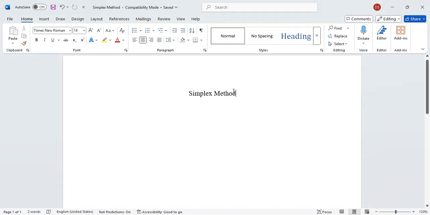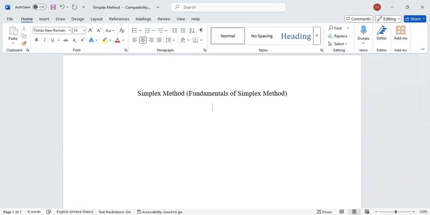Hello friends. Before discussing the simplex method, you should know about the fundamentals of the simplex method.